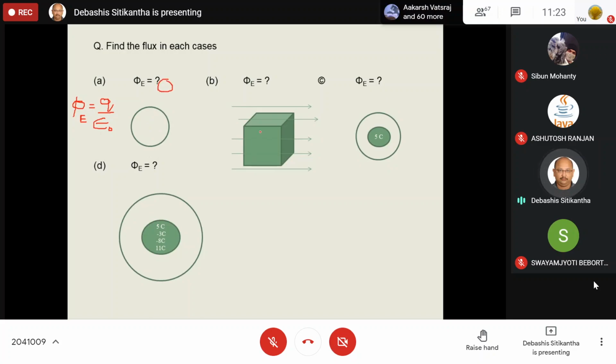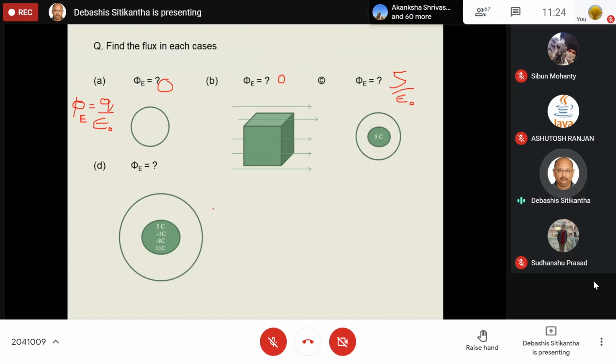Now what about this one? Case B, 0. Again it is going to be 0 because it is not enclosing any charge. Very good. What about this one? What about case 3? 5 coulomb by epsilon 0. Great. 5 coulomb by epsilon 0. That's correct. Very good.